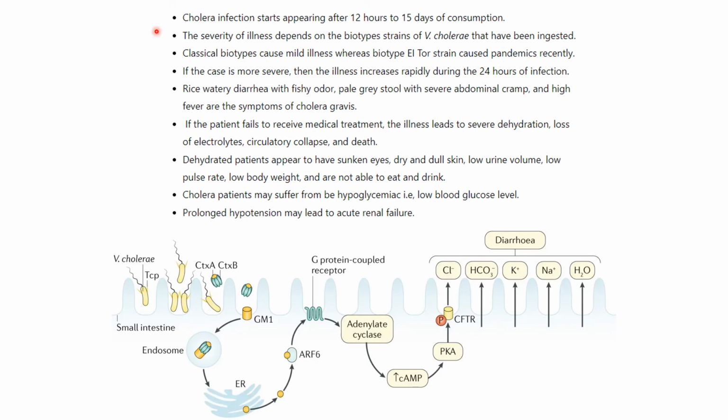So the incubation period of vibriosis often ranges from 12 hours to 15 days. So they may develop rice watery diarrhea with fishy odor, pale gray stool with severe abdominal cramps, and high fever, that are clinical signs of gravis cholera. Then, if the patient is not given medical attention, because of severe diarrhea, it may lead to severe dehydration, loss of electrolytes, circulatory collapse, and even death. So cholera is a very serious disease.